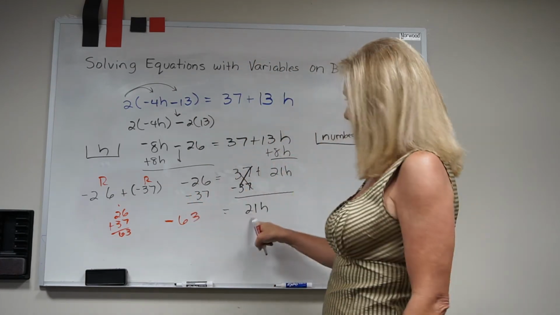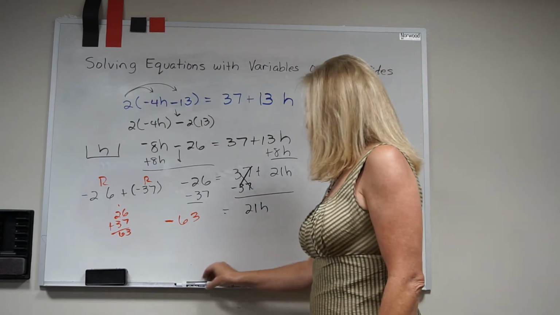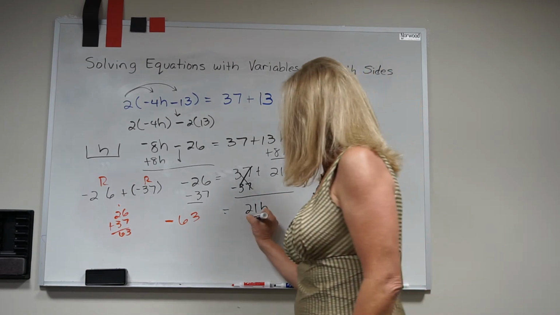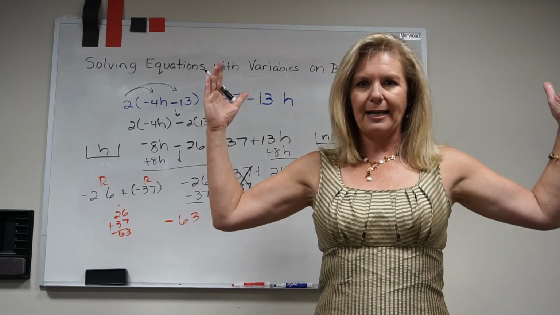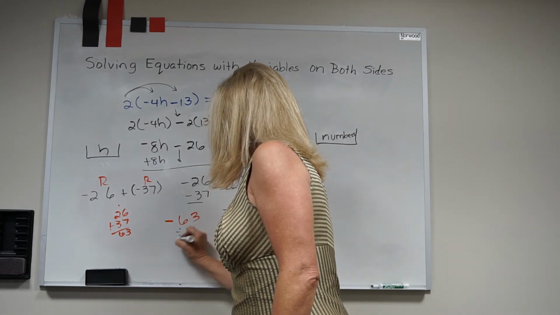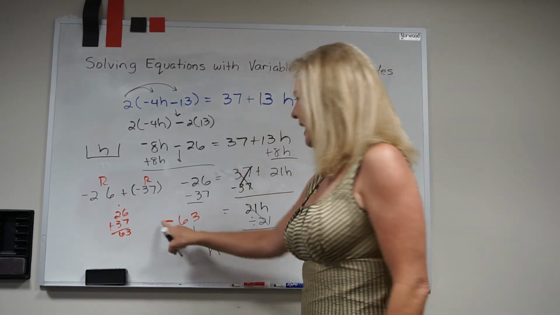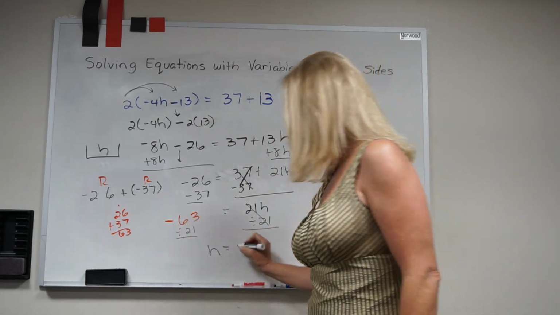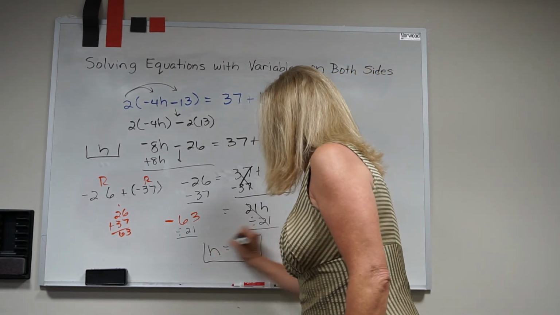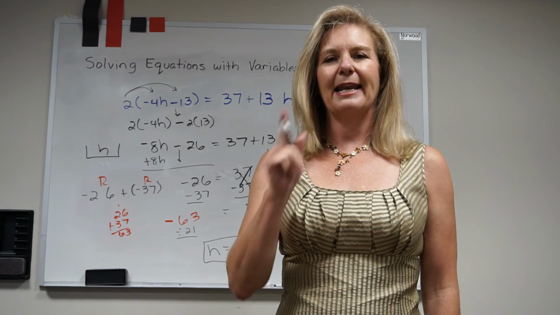I'm not done yet though, because I need to know what h is, not what 21h is. So I know that right now this is 21 times h. The inverse of multiplication is division. But whatever I do on one side, I have to do on the other to keep my balance. So I'm going to divide by 21 on both sides. Well, these cancel out, and I'm left with just an h. A negative divided by a positive is a negative. 63 divided by 21 is 3. Therefore, I know that h equals negative 3. My mission is accomplished. Now it's up to you.